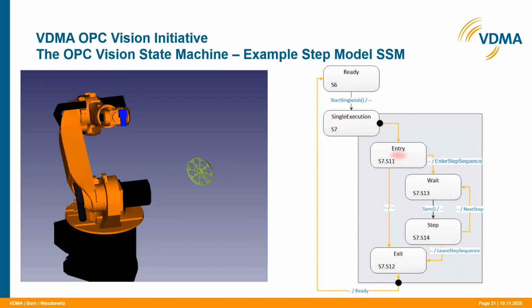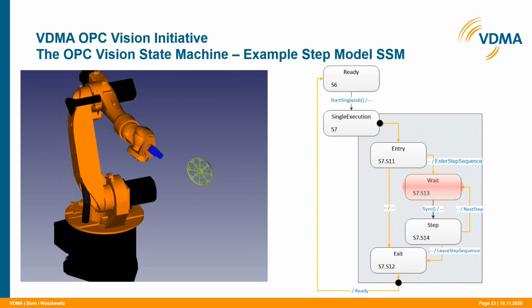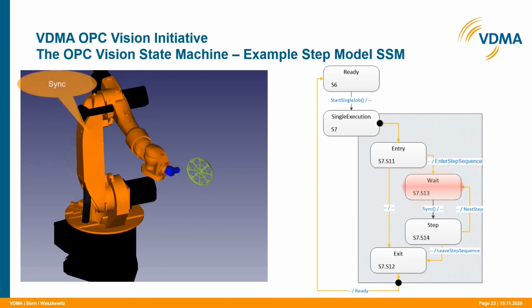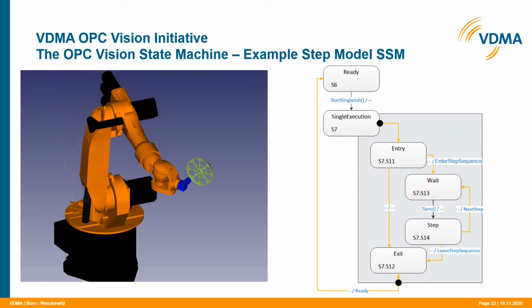As this single execution state has the optional step model substate machine, it enters state entry of the step model. The vision system knows, application specific, it needs a step sequence to carry out this job. Therefore, it enters the wait state and fires an enter step sequence event, which is caught by the control system, whereupon it moves the robot into the first inspection position. When the robot is in position, the control system calls the sync method. The OPC UA server then transitions into the step state and triggers the vision system to carry out its task, namely the image acquisition.